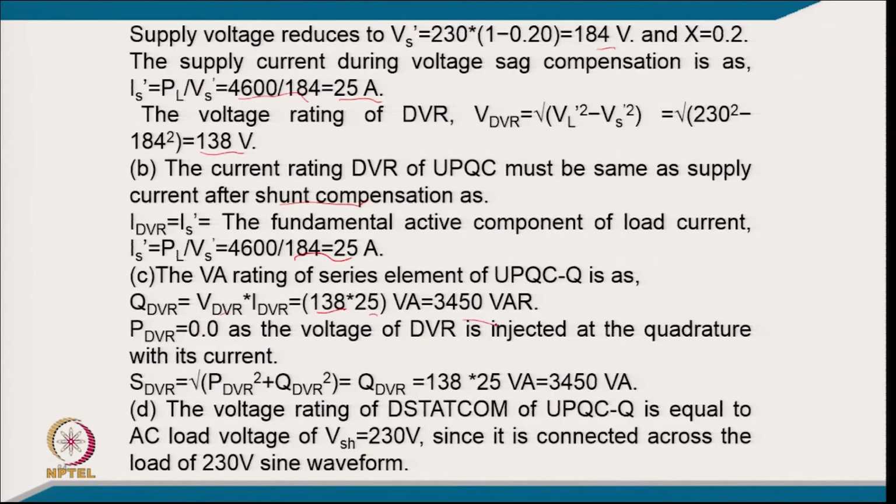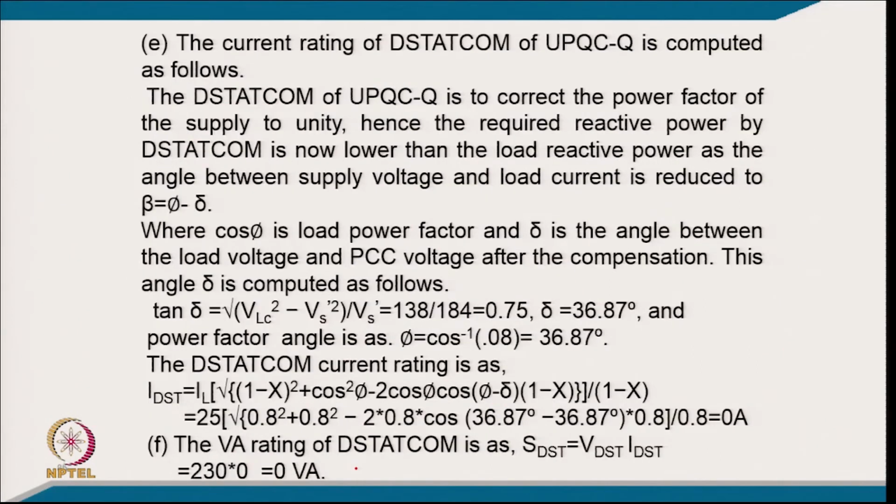So, it becomes 3450 VA, and PDVR is 0 because we are not taking any active power injection, we are injecting the voltage in quadrature with the current. So, SDVR will be equal to Q, that is 138 into 25. So, this is 3450. So, the voltage rating of D STATCOM is equal to 230 volt, and it is connected across the load of 230 volt sine wave.